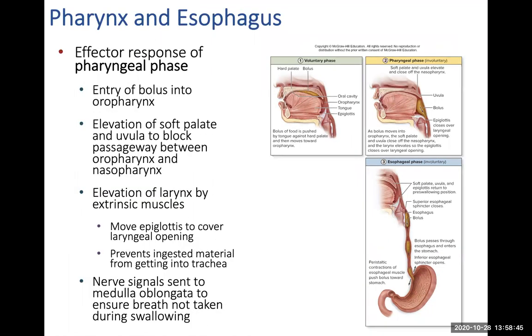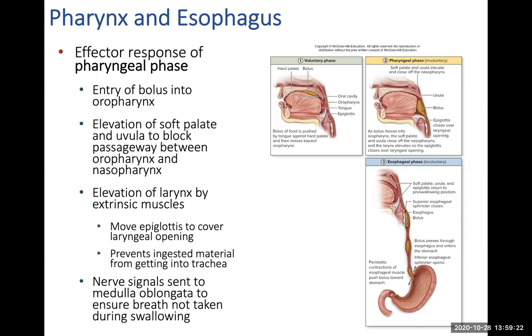Other important characteristics of the pharyngeal phase are that the signals that are sent to the medulla oblongata, and part of that reflex, ensure that you are not able to breathe and swallow at the same time, right? And if that reflex is disrupted, that's when you choke on food, right? The epiglottis, as we discussed when we were in the respiratory system, is the structure that, as we are swallowing something, prevents food and water from going down into the trachea.